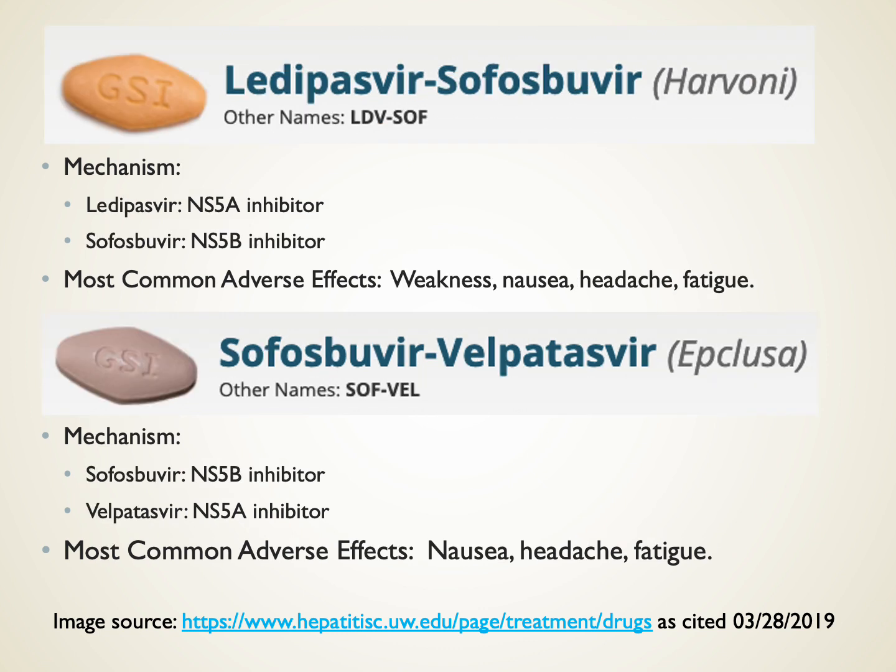The third one, probably the one that has the most name recognition for clinicians, is Harvoni. And this is an NS5A and an NS5B inhibitor, also pretty well tolerated, with weakness, nausea, headache, and fatigue being the major side effects. And finally, Epclusa is an NS5A and NS5B inhibitor combination as well, also pretty well tolerated. And so you'll see these regimens there.